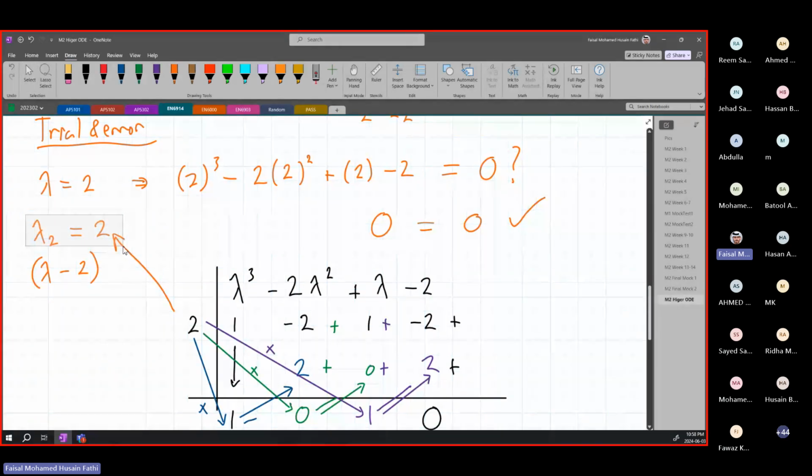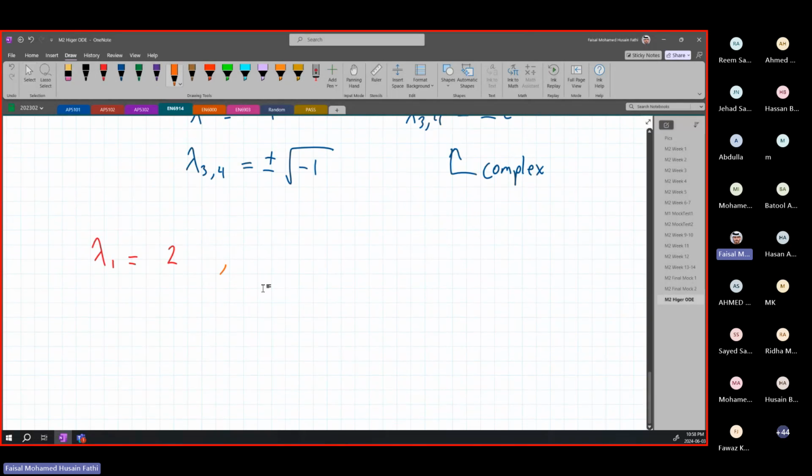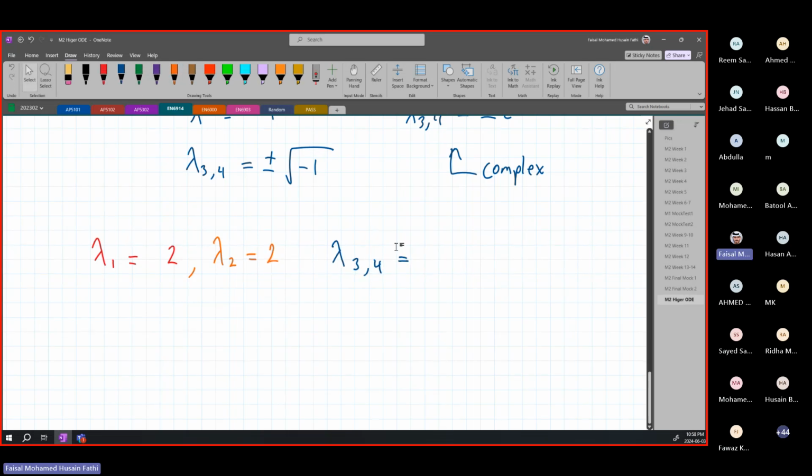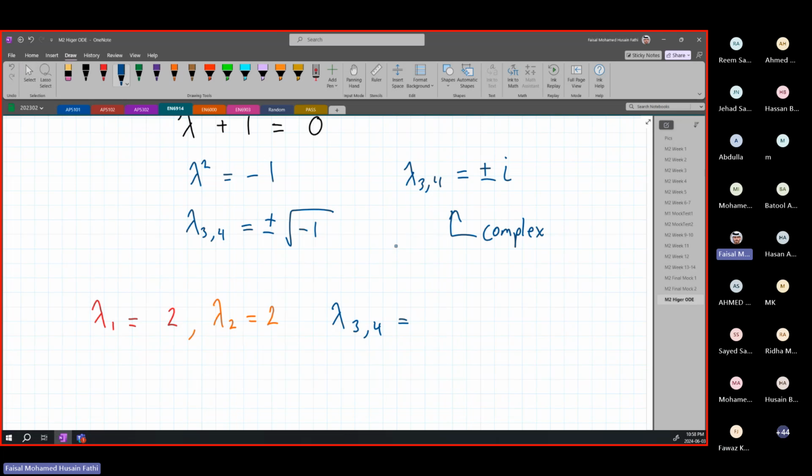Lambda 2 is equal to 2. Again, from plugging in here, we found out that this is our second root, which is a repeated root. So we have lambda 2 is equal to 2. We have lambda 3, 4, which is equal to, I like to write it in this way, 0 plus or minus I. All right?